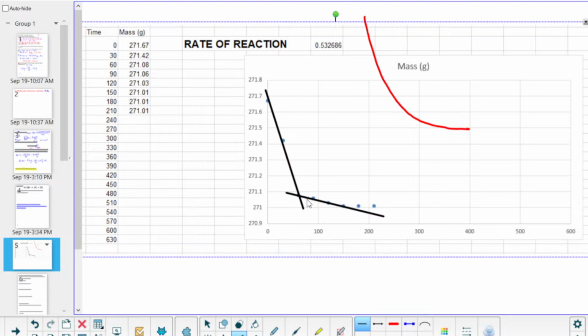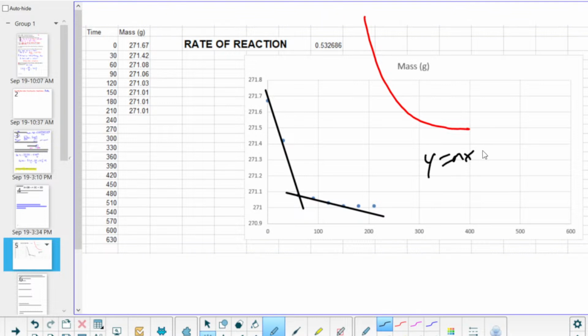Line of best fit. So let's say I've got this line of best fit. How do you get a rate from that? There's a magical formula as well. y equals mx plus b. And what part of y equals mx plus b is the part that you would calculate off of that? m. What's m called? Slope.